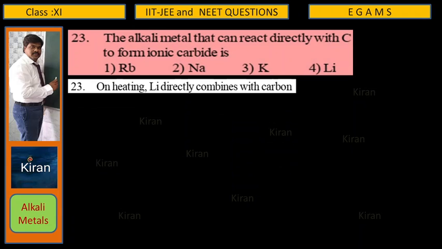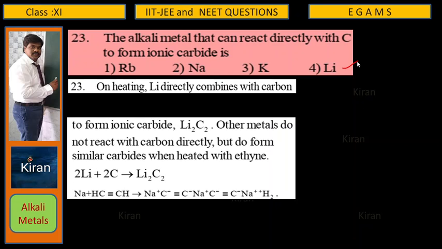The alkali metal that can react directly with carbon to form ionic carbides. Ionic carbides. So on heating, lithium directly combines with the carbon. So here the right option is the fourth option. Lithium only directly combines with carbon and forms carbide. To form ionic carbide, this equation shows lithium plus 2 moles of carbon, you will get lithium carbide.